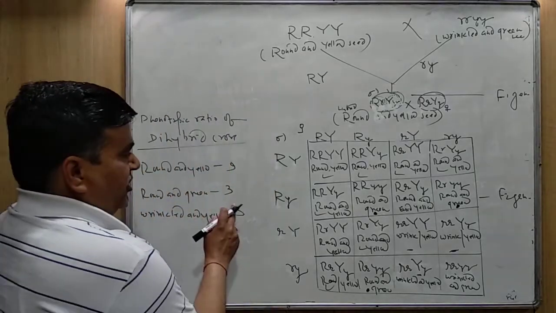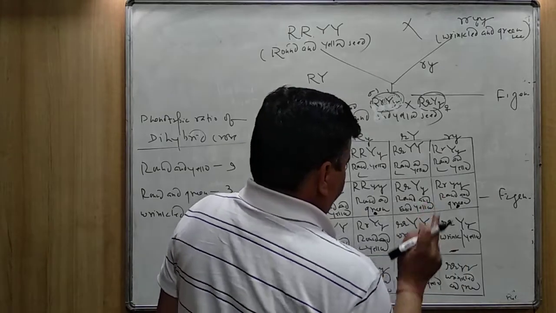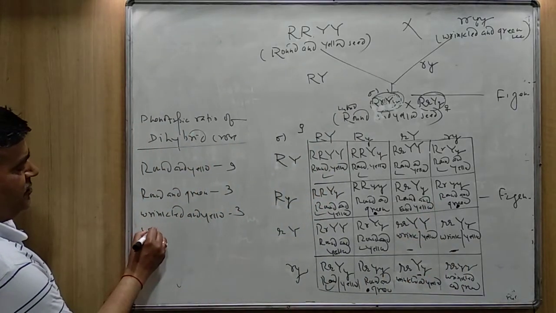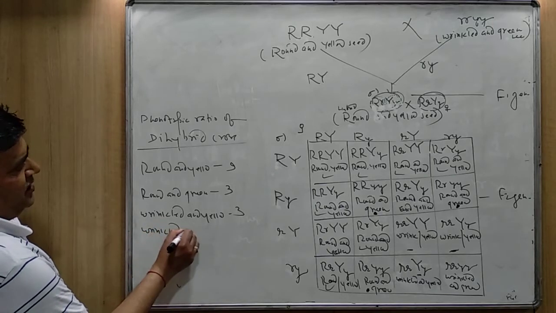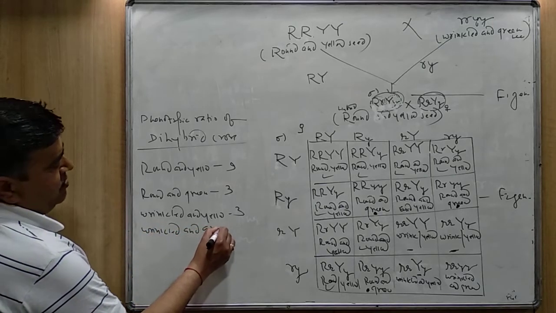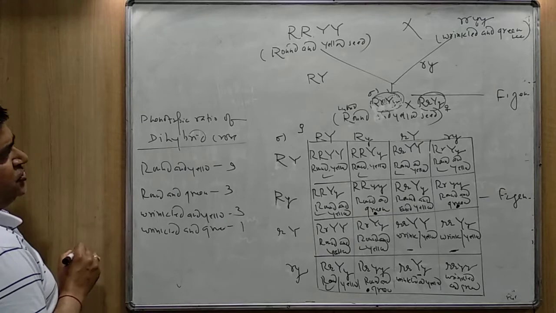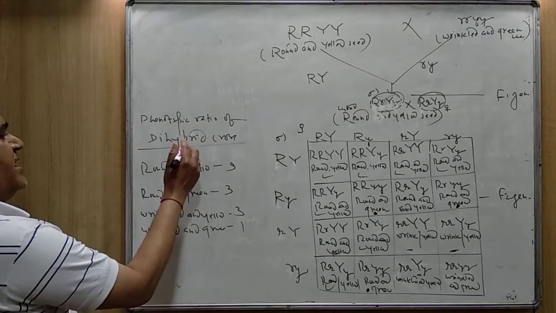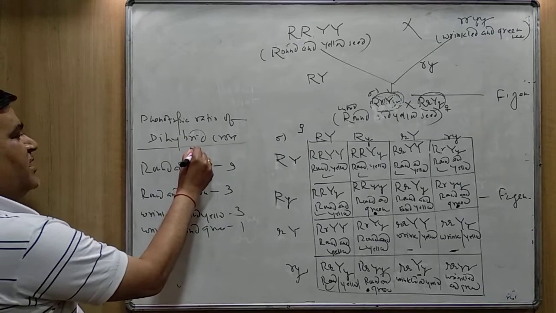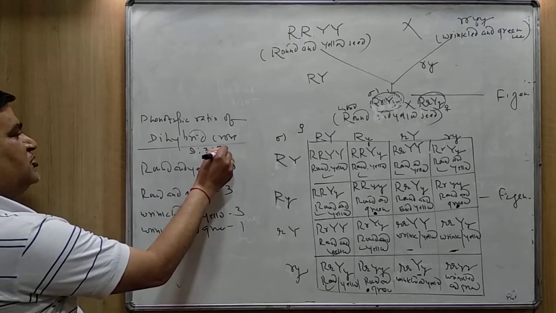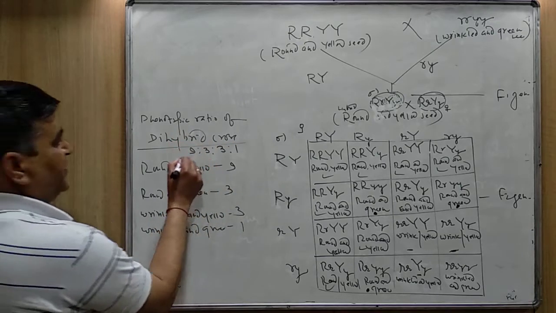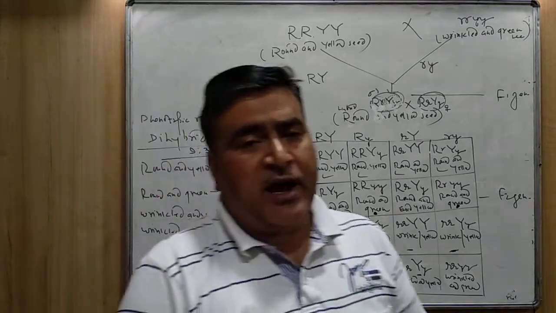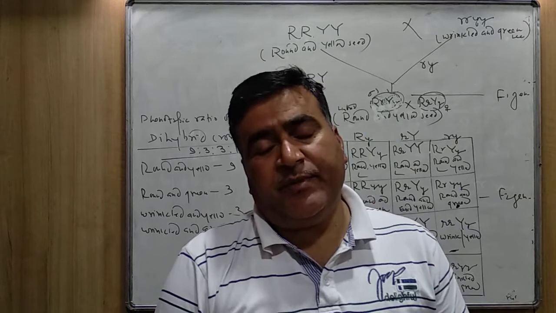Sorry, wrinkled and yellow 3. 1, 2, 3. And the last one is the wrinkled and green. Wrinkled and green is 1. So the ratio will be, the phenotypic ratio of the dihybrid cross is 9:3:3:1. You have to learn the dihybrid phenotypic ratio.